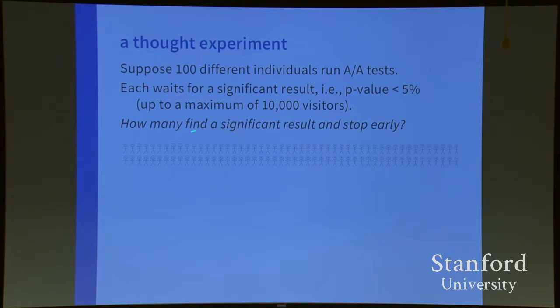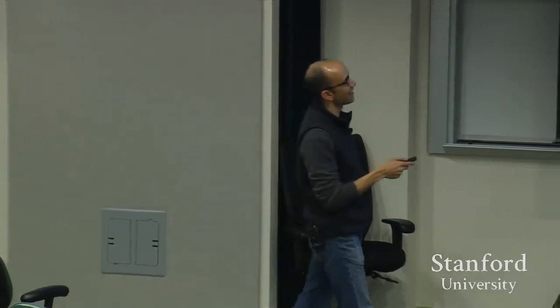So my question is, how many actually find a significant result and stop early with this rule of stopping the first time you see something less than 5%? And let's suppose that the sample size is up to a maximum of 10,000 visitors. What's the number that you get? Yeah, it is a number higher than 5. That's right. Otherwise, this talk would end really quickly, actually. Any guesses as to how big it's going to be? Everyone? Okay, that's really high, but it's lower than that. It's not quite that bad.